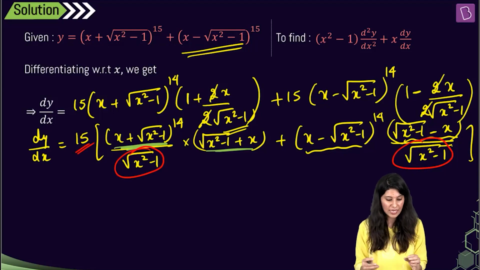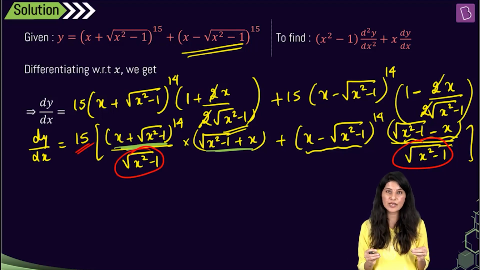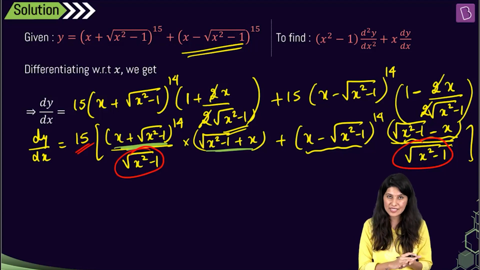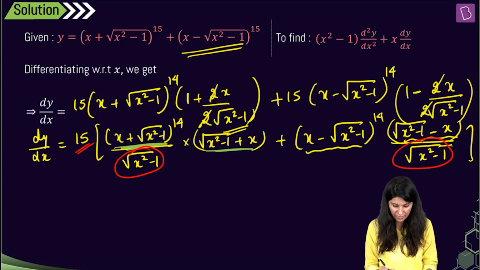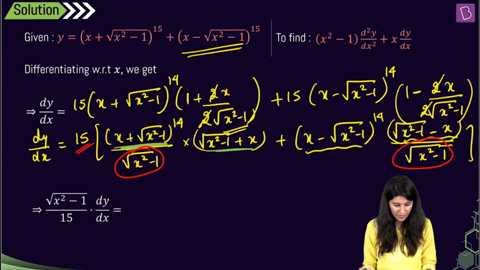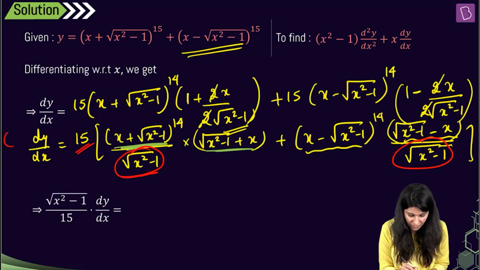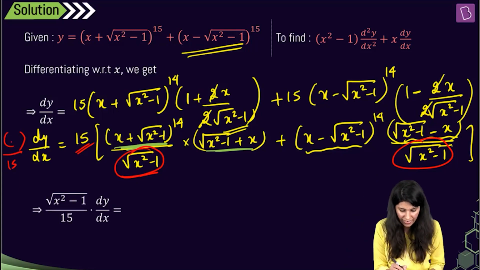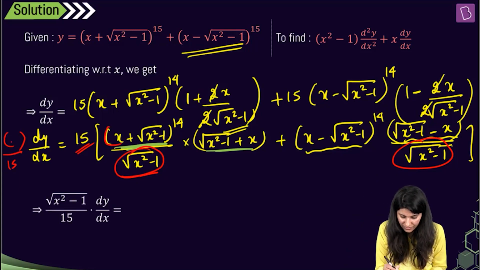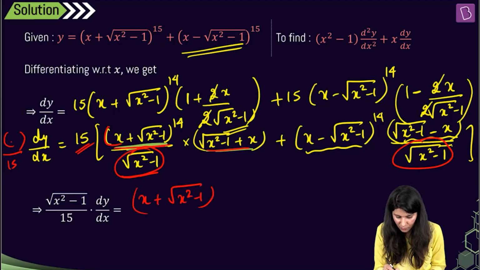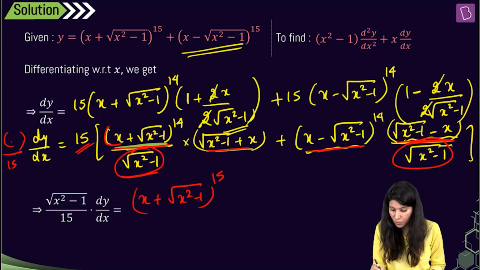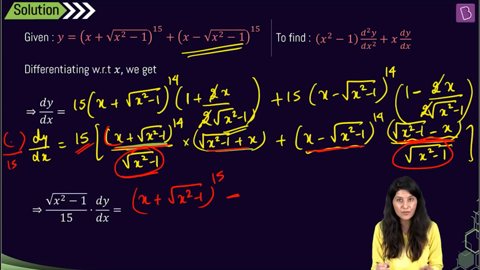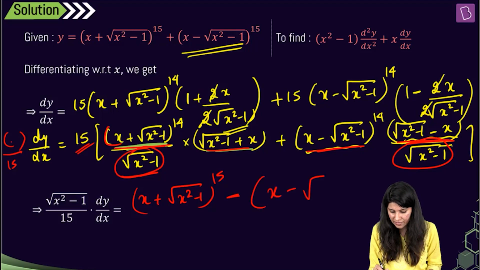15 is there. So can we take 15 by square root x square minus 1 on the left hand side, cross multiplication? If you do that, what do you get? You get this. So x square minus 1 will come here, 15 will come over here, right? So this will look like this. And now you are actually left with what? These two we've already discussed will be x plus square root x square minus 1 raised to power 15. And in here, can you see both the signs are opposite, right? So I need to take one minus sign. And then I have x minus square root of x square minus 1 raised to power 15.